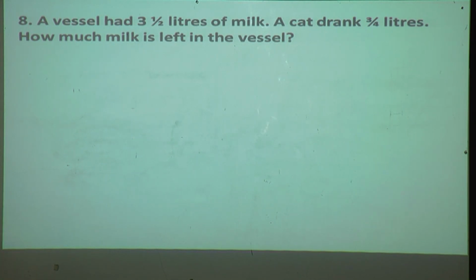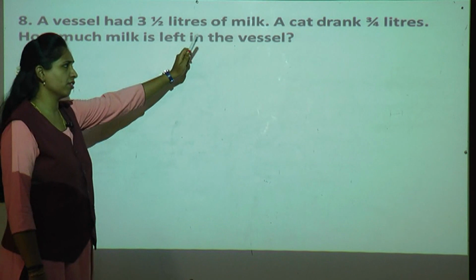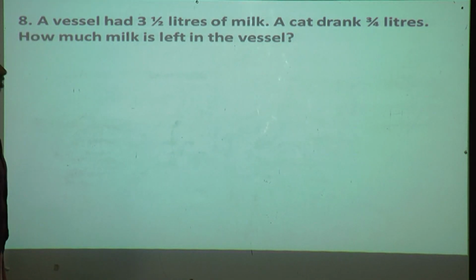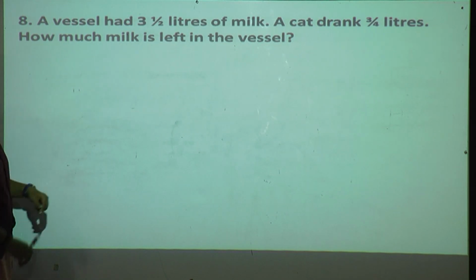Now see the 8th one. What is the question? A vessel had 3.5 liters of milk. A cat drank 3/4 liters. So how much milk is left in the vessel? So what happened at home?